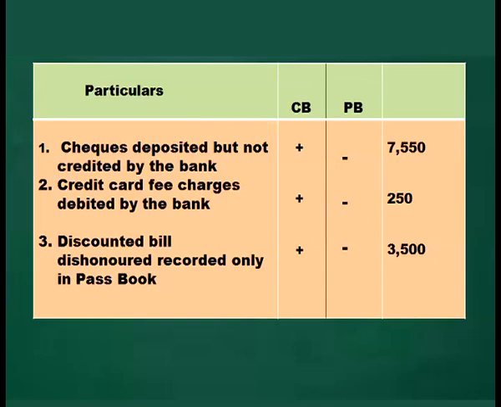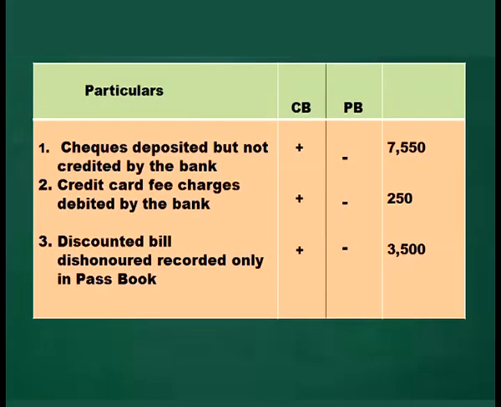Discounted bill is dishonored and it is recorded only in the passbook. When the bill is honored, that much increase in the passbook must have occurred. So when it is dishonored, that much amount is deducted. So in the passbook I have written minus sign, but the firm did not come to know that bill is dishonored. So in the cash book plus sign, amount 3,500.